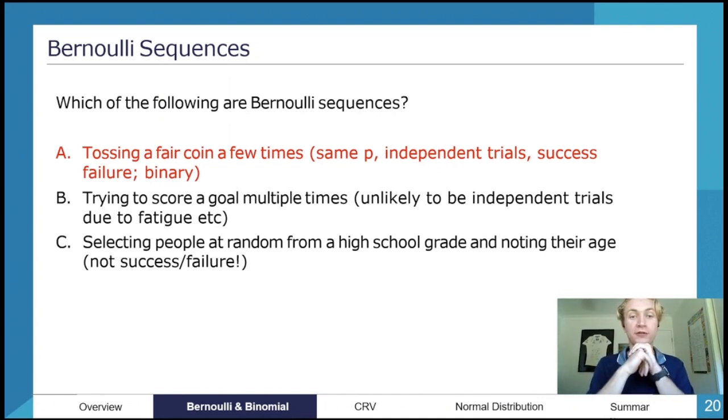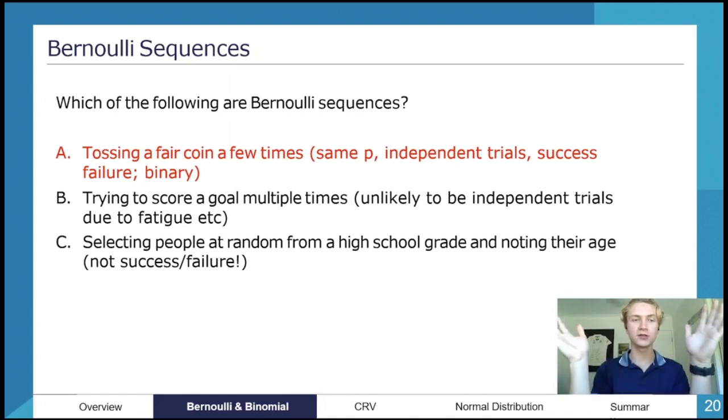So A, we're tossing a fair coin a few times. Fair coin, that means the probability is the same. It doesn't matter what it's just landed on as to what it will show next time. So the trials are independent, and it's success and failure. It's either tails or heads. By success and failure, we just mean one outcome or another. If there's just two outcomes, or we can classify it as just two outcomes, or lump them together so that it's just two outcomes, it is success failure. Binary, it's going to be a Bernoulli sequence. So A is a Bernoulli sequence.